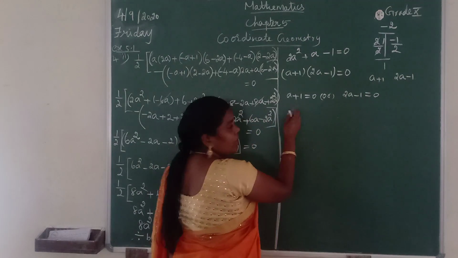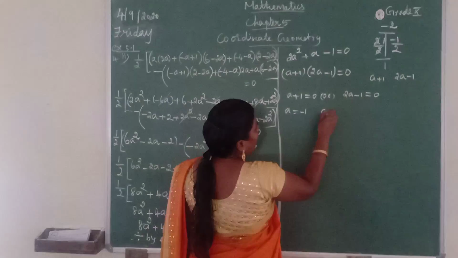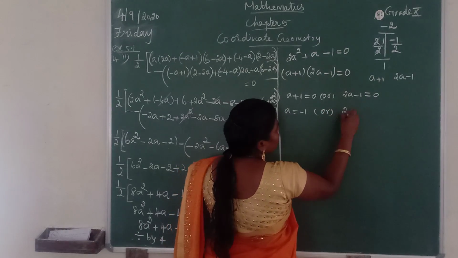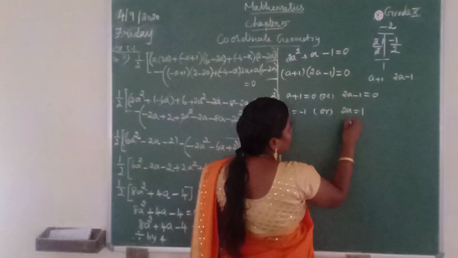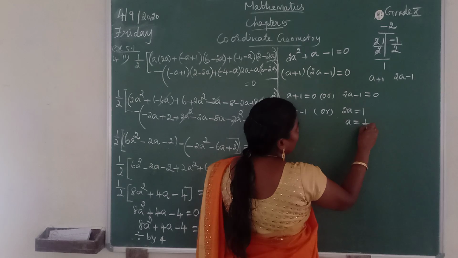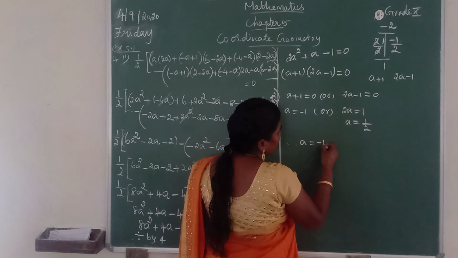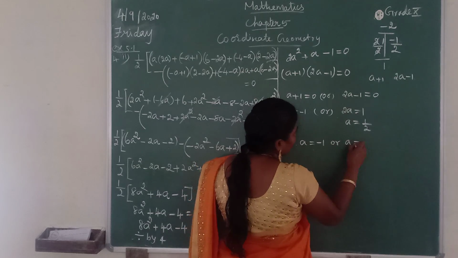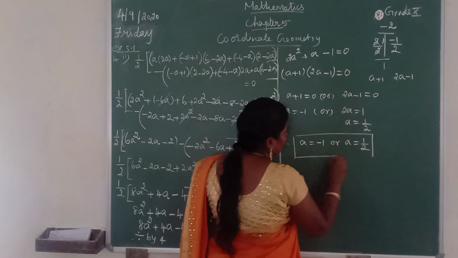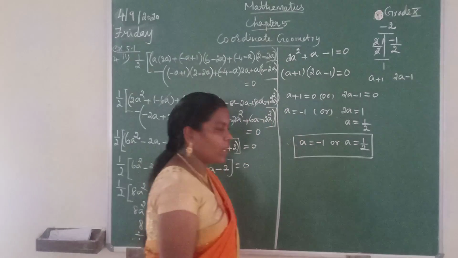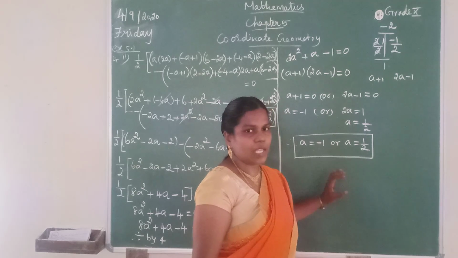From here a is equal to 0 minus 1, that is minus 1, or from here 2a is equal to, take this minus on the right side, so it will become plus 1. From here a is equal to 1 divided by 2. Therefore a is equal to minus 1 or a is equal to 1 by 2. Okay, find the values of a. So a is equal to minus 1 or a is equal to 1 by 2. Both values will be satisfied.